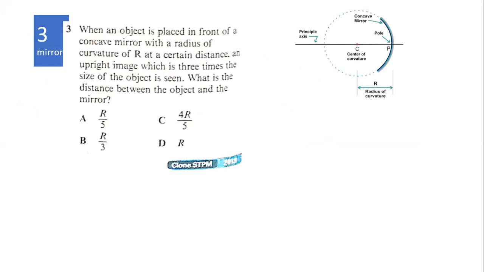Okay, let's go to number 3. When an object is placed in front of a concave mirror with radius of curvature R at a certain distance, an upright image, which is 3 times the size of the object, is seen. What is the distance between the object and the mirror?